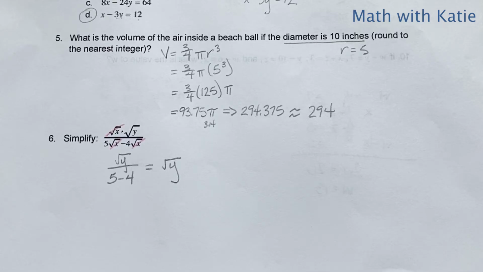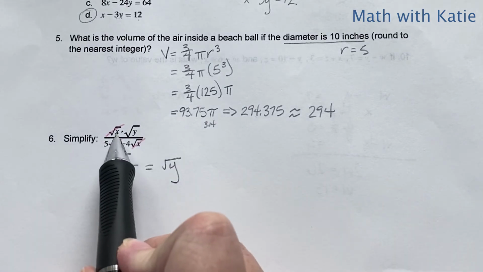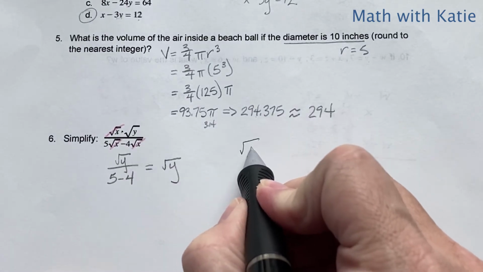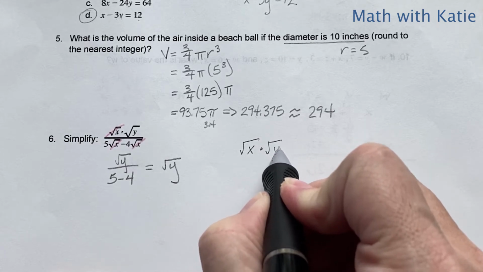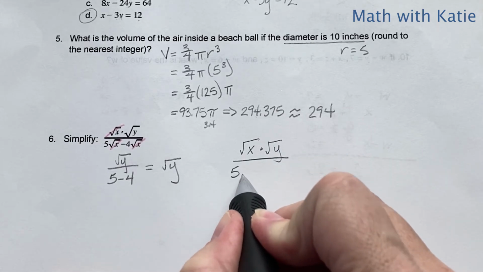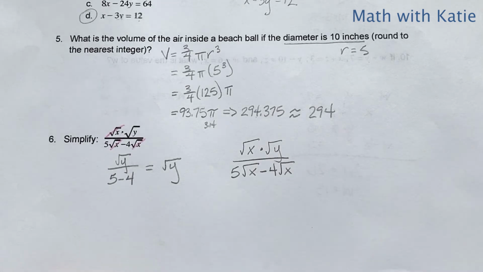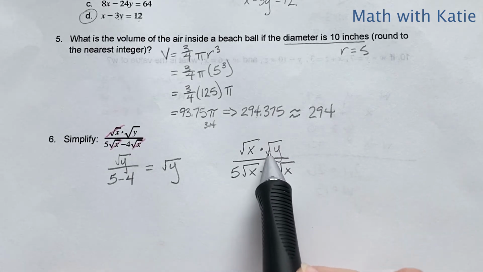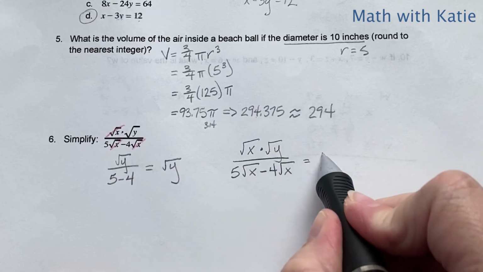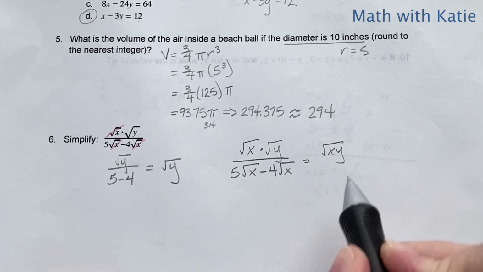I do want to show you one more way that you can solve this one. So if you go ahead and multiply, well, let's just rewrite this out. Root x times root y over 5 root x minus 4 root x. Okay, so if you go ahead and multiply these through, you'll get root xy.